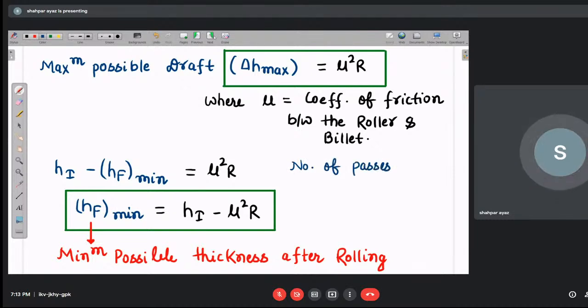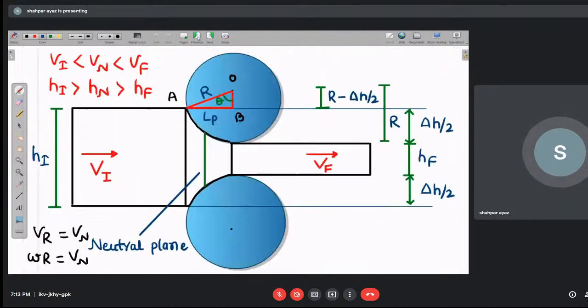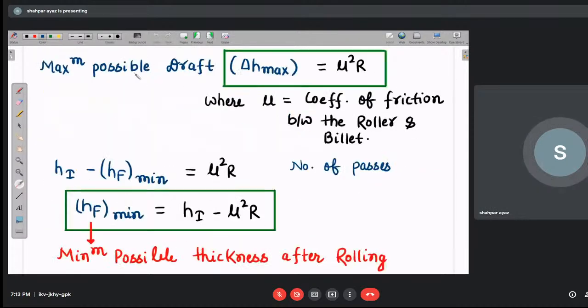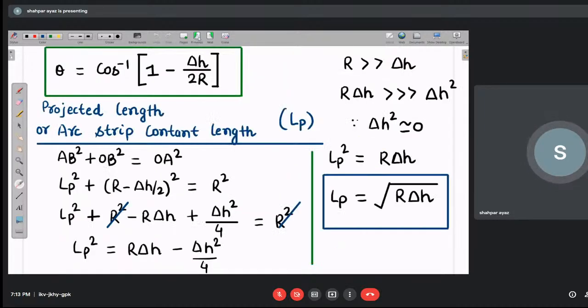Suppose your initial thickness is 30 mm and the final thickness you want is 3 mm. It is not possible to directly reduce a 30 mm bar to 3 mm in a single pass. That would be a reduction of 27 mm in a single pass, which is not possible. What we do is use the maximum possible reduction per pass. Suppose you have calculated it as 5 mm, which means in every pass there will be a reduction of 5 mm, not more than that.